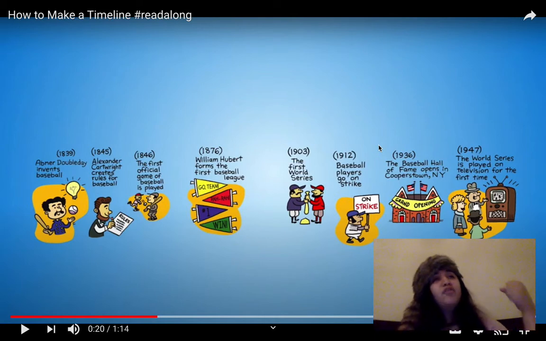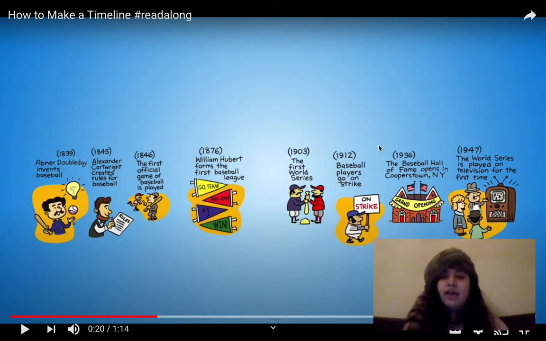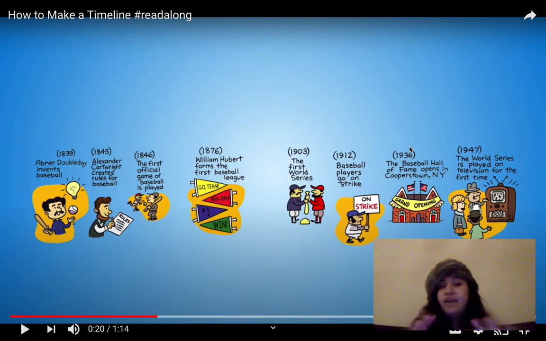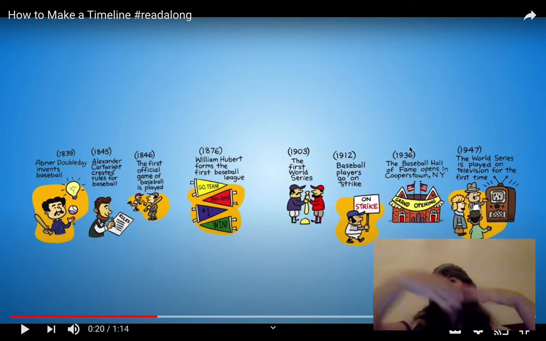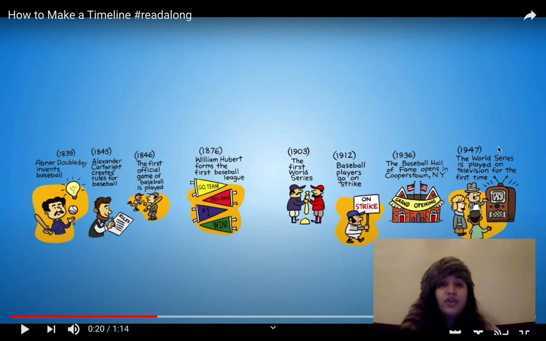Strike means that people hold up signs and they say, we're not working because we're not happy with how much we're getting paid. We're not happy with this or that. So that's why people go on strike. Then in 1936, the Baseball Hall of Fame opens in Cooperstown. So Hall of Fame is this cool place where they keep your picture and they tell you, you're famous, you did really cool things in baseball, so we're putting your picture up. Then in 1947, the World Series played on television for the first time.